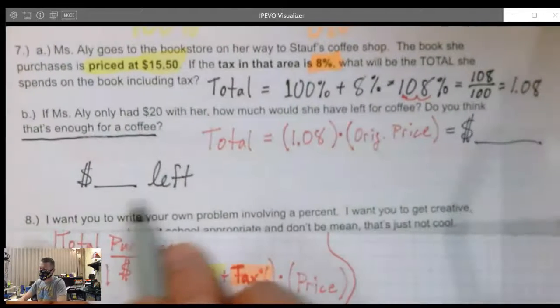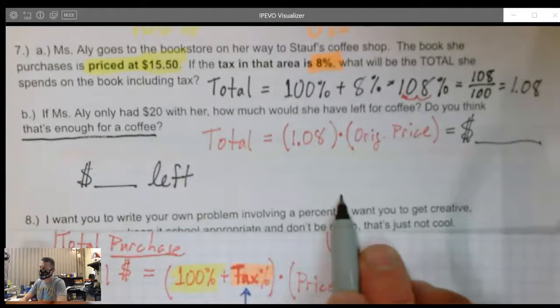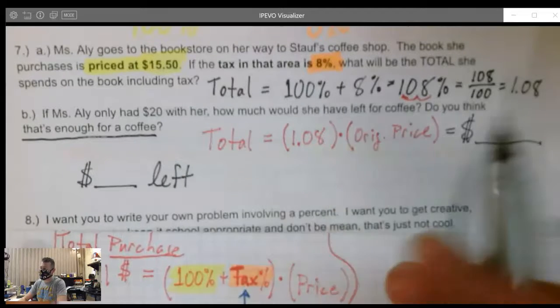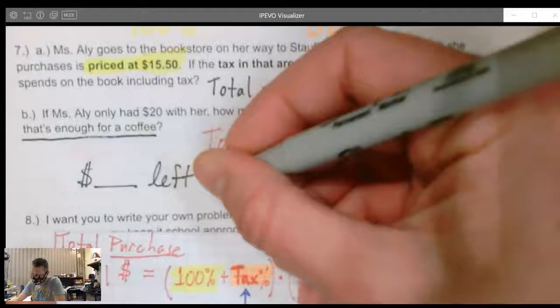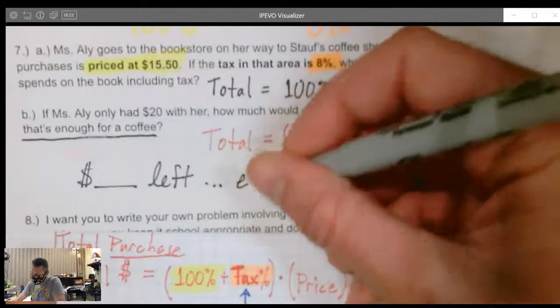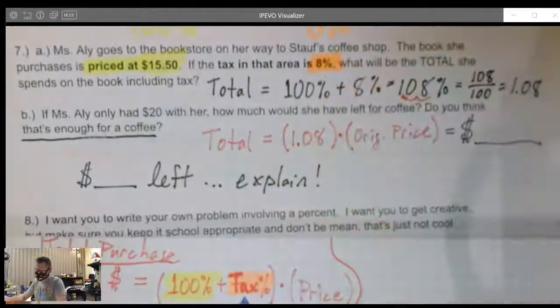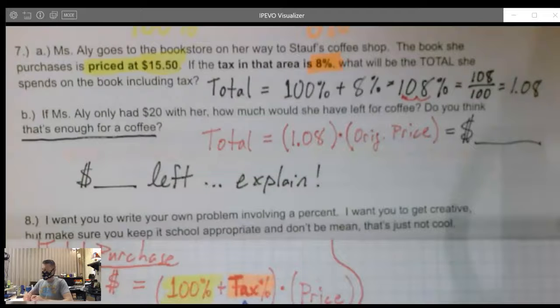Do you think the money she has left is enough to buy a coffee? Why or why not? Try your best, and I will grade what you get done. Whatever you get done, you're going to leave your test here with me.